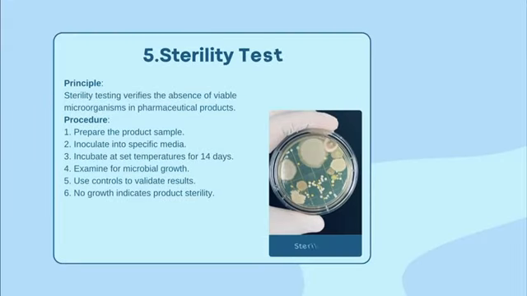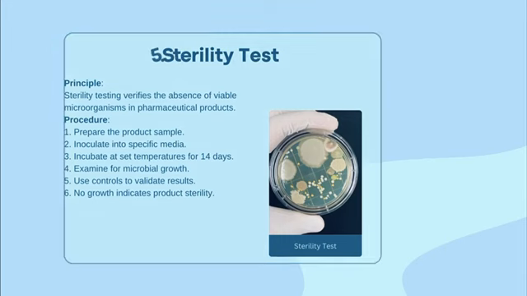5. Sterility test. Principle: Sterility testing verifies the absence of viable microorganisms in pharmaceutical products. Procedure: 1. Prepare the product sample. 2. Inoculate into specific media. 3. Incubate at set temperatures for 14 days. 4. Examine for microbial growth. 5. Use controls to validate results. 6. No growth indicates product sterility.